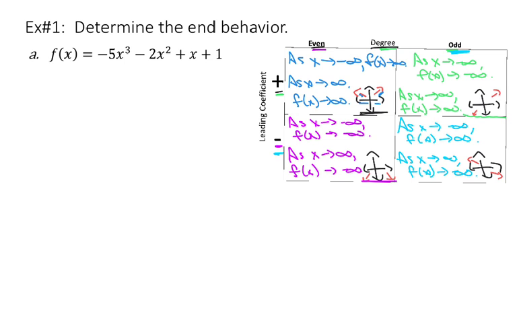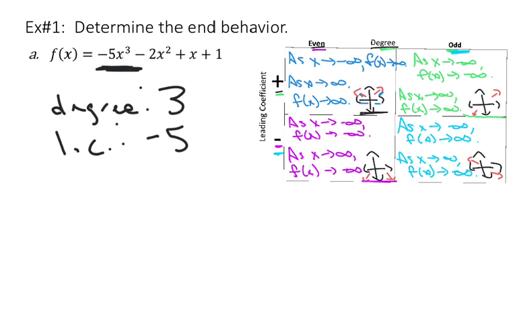Okay, so example 1 says determine the end behavior. Well, before we determine our end behavior, we need to look at the degree, and we need to look at our leading coefficient. So our degree, remember, is your highest exponent. So we're looking at this term. So our degree is 3, and our leading coefficient is going to be that number out in front, which is going to be negative 5.